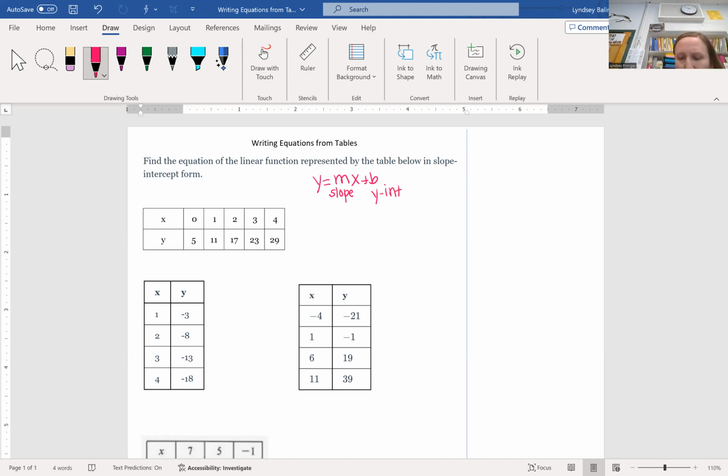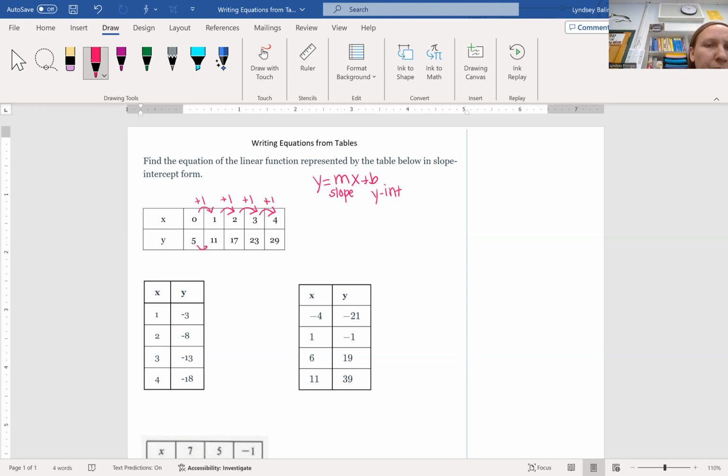Similar to when we were checking to see if things represented functions, I'm going to see if there's a pattern going on, because usually it's a lot easier to do if there's a pattern. So in the first table, from 0 to 1 goes up 1, 1 to 2 is also up 1, 2 to 3 up 1, 3 to 4 up 1. So all my x's in my table happen to be going up by 1.